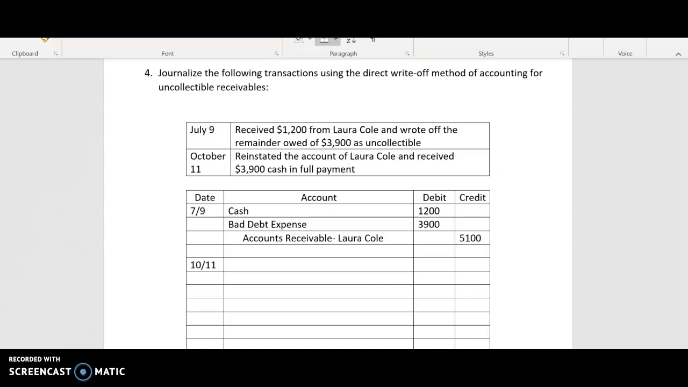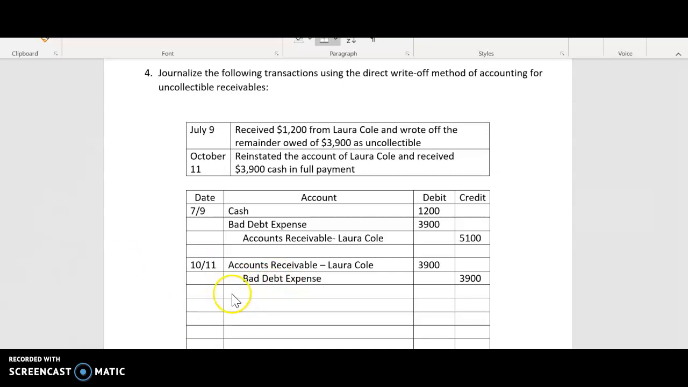On October 11th, we reinstated the account. So what happened here? Laura Cole decided that she did want to pay us for whatever reason. But the first thing that we have to do is undo the write-off. So what does that mean, undo? It means I want to undo this bad debt expense portion, the $3,900 and the $3,900 of the accounts receivable. So I'm going to write our account back on. I'm going to debit accounts receivable for the $3,900. She will be paying us, so we have to put it back on her account. And then undo the bad debt expense because she's going to pay us $3,900.